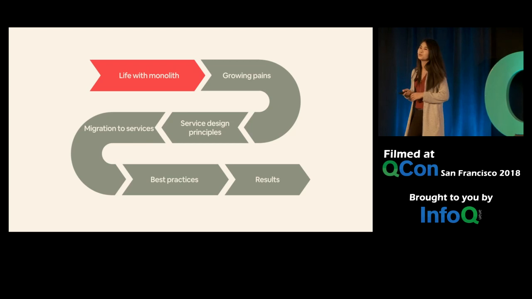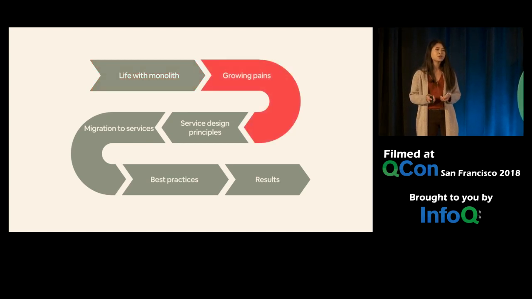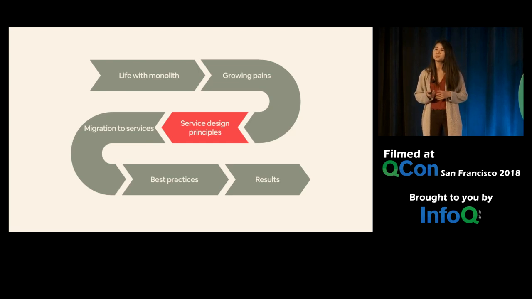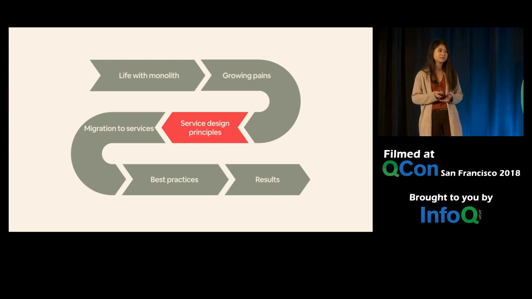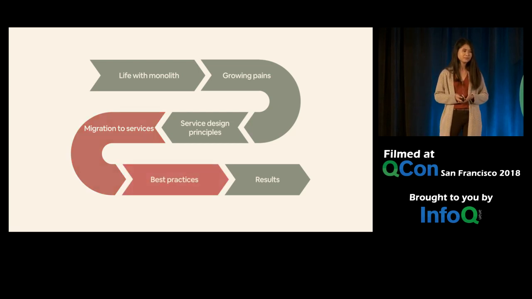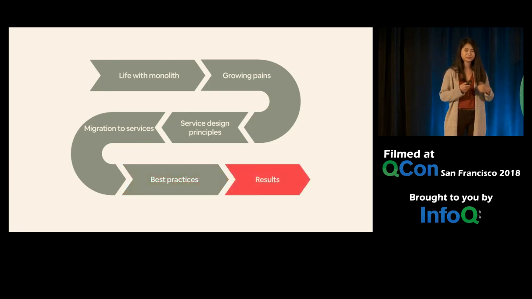I'll begin with describing how our life was with the monolith, and then go into how we experienced growing pains as our engineering team expanded. I'll cover some of the service design principles we wanted to have when creating services, and then how we began migrating. I'll end with some of the best practices we developed along the way, and share some of the results we've had so far.